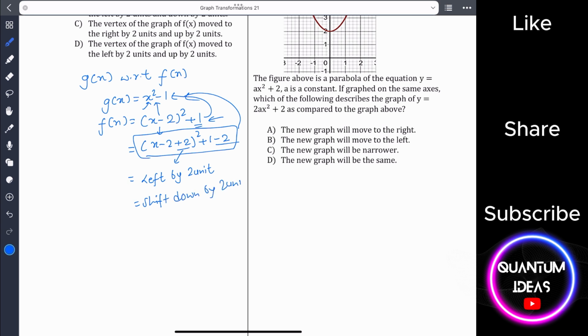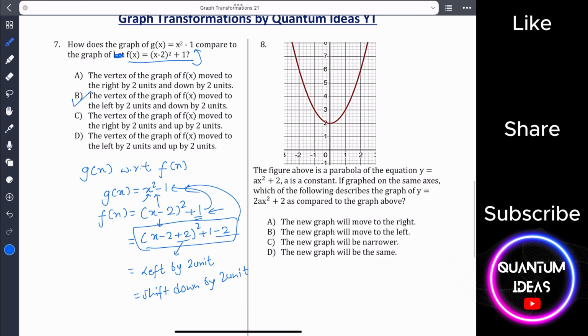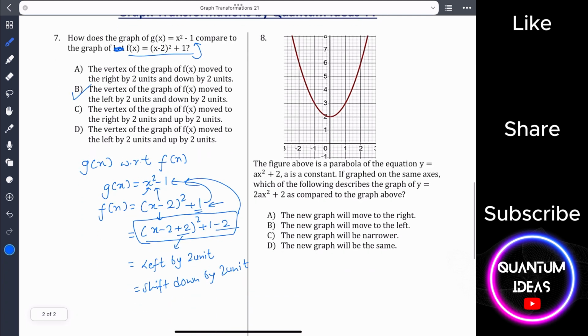So let's check the options. The vertex of the graph f(x) moves to the right, not the answer. The vertex of the graph f(x) moves to the left by 2 units and down by 2 units. Okay, B is our answer. So the correct answer is B. It is a little bit confusing, but you can try it out, and it is pretty hard to make you understand. I'm finding it a little hard to teach it also.